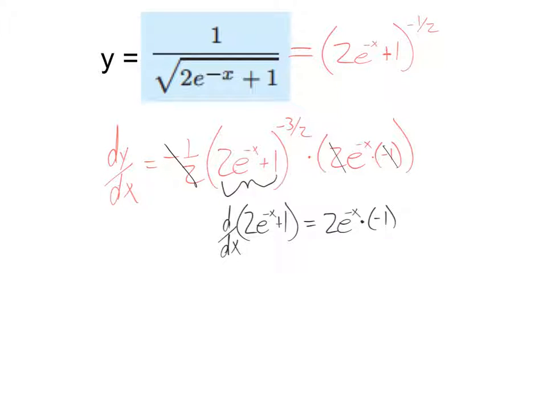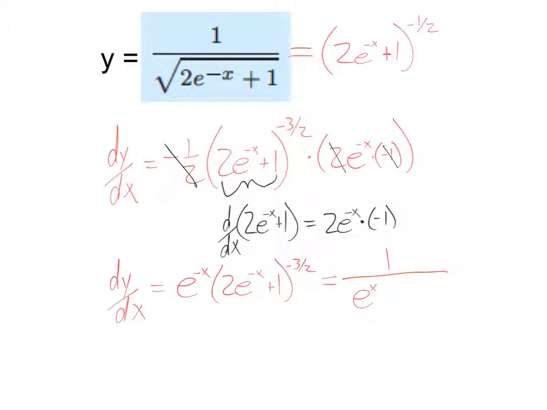So this whole thing will simplify down to just e to the negative x times 2e to the negative x plus 1 to the negative 3/2 power. And if you'd like, you can write this whole thing as 1 over e to the x, 2e to the negative x plus 1 to the 3/2 power.